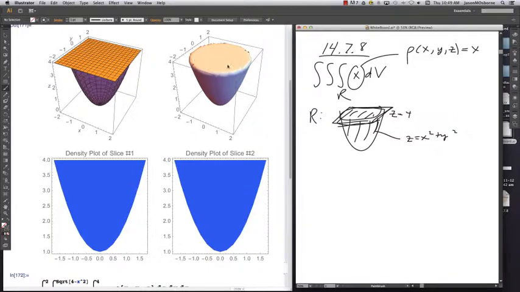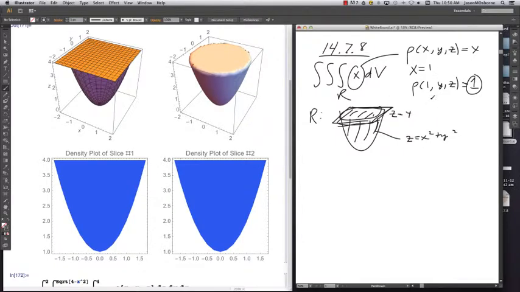So what I've shown in this problem is that if you were to slice this region and take the x equal to 1 slice of it, you would get x equal to 1, with y and z varying. I have plotted the density function at that slice, and it creates this parabola. And the volume density everywhere is a constant. That's why it's the same color.